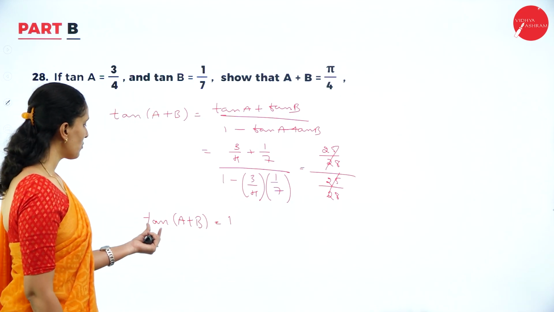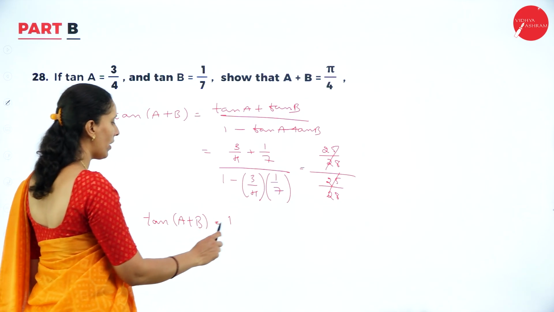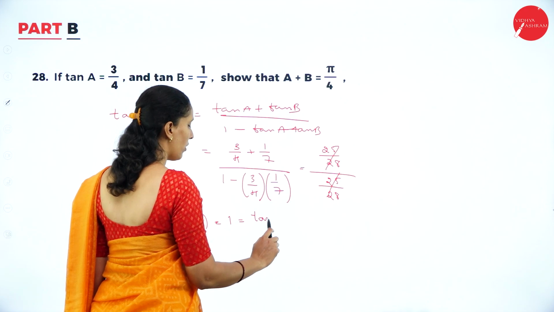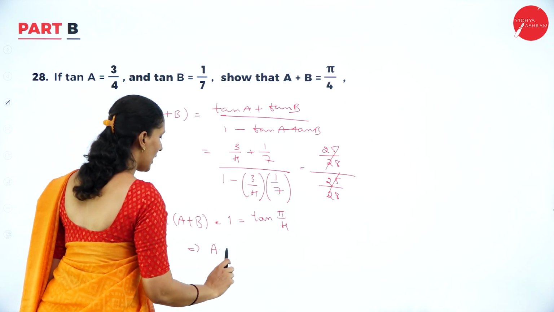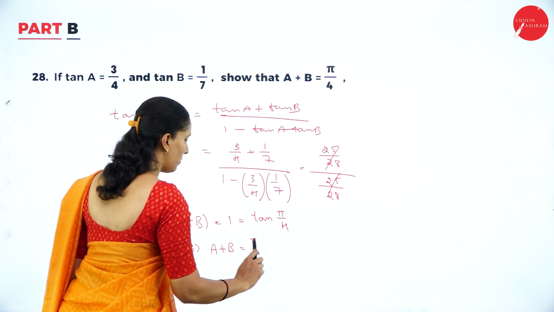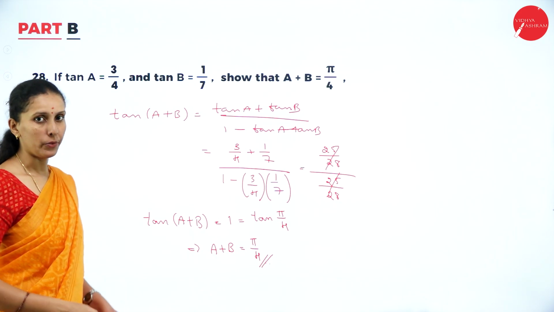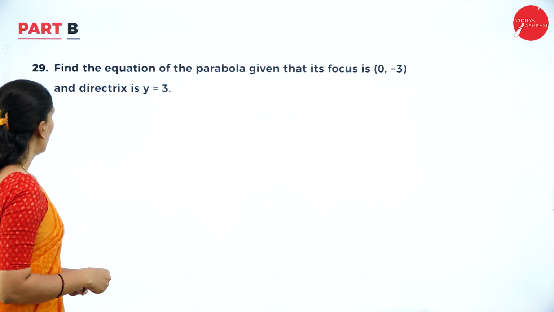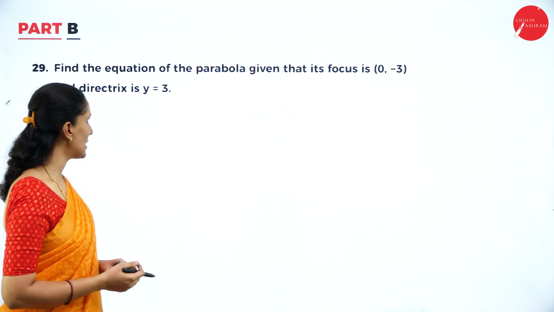Now for what value of the angle does tan give the value 1? Only when it is equal to tan 45 degrees, that is tan pi by 4. So this implies a plus b is equal to pi by 4. Hence we have proved.